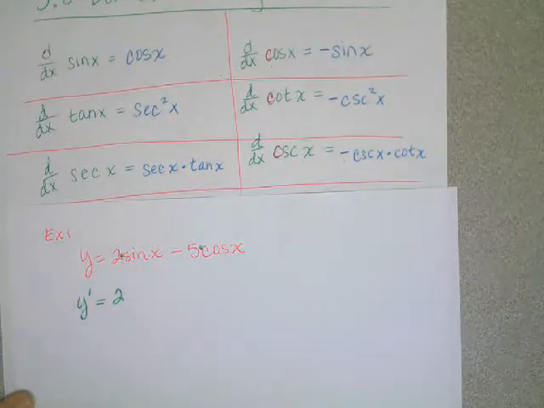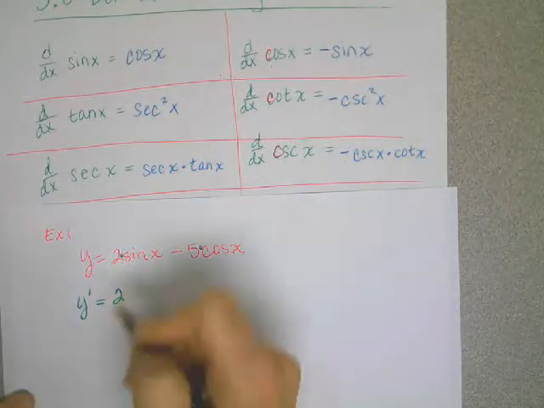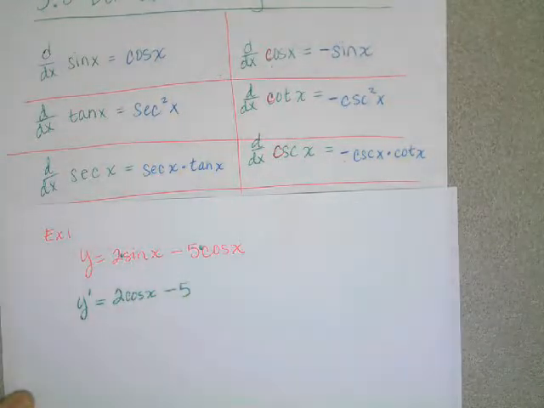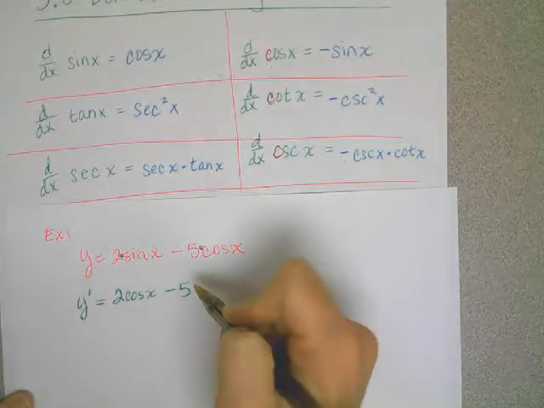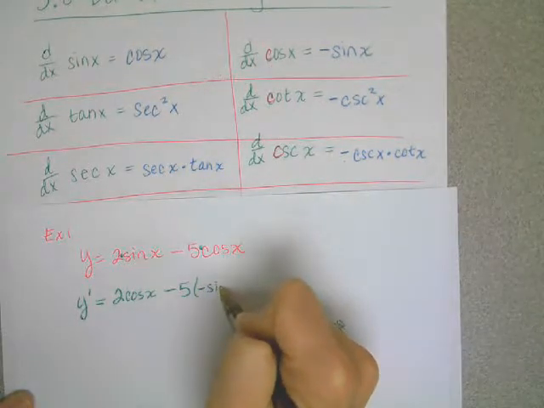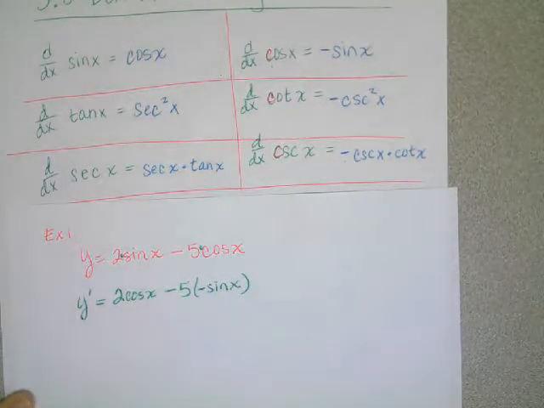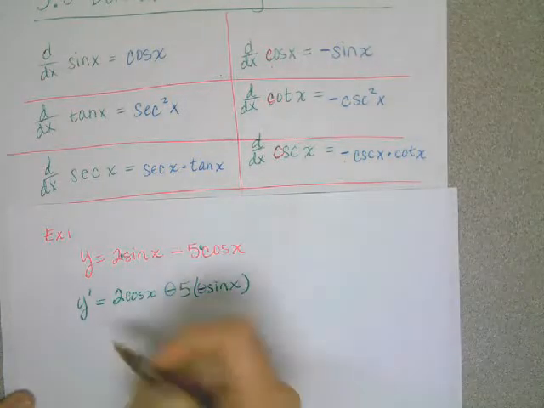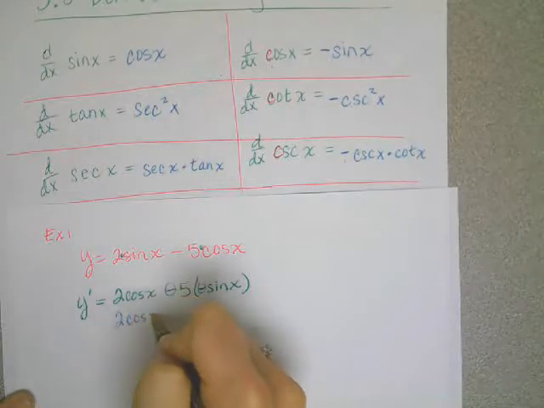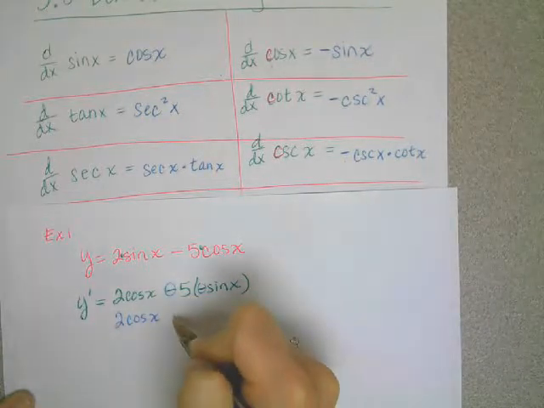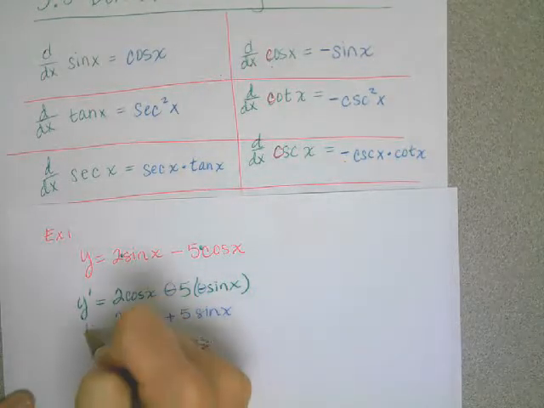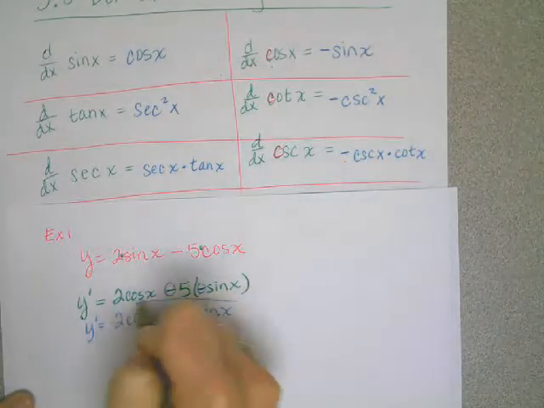Instead, I just bring down the coefficient, and now what is the derivative of sine? Now I'm going to bring down the minus 5. What is the derivative of cosine? Negative sine of x. That's it for calculus. I'm going to clean up a negative times a negative, so I have 2 cosine x plus 5 sine of x. That's the derivative.